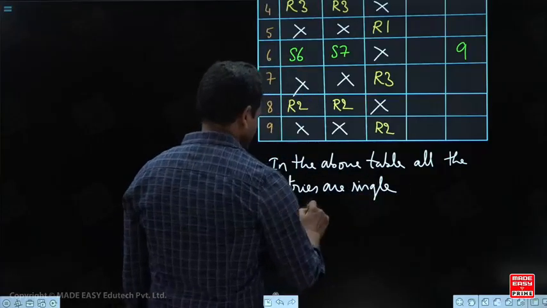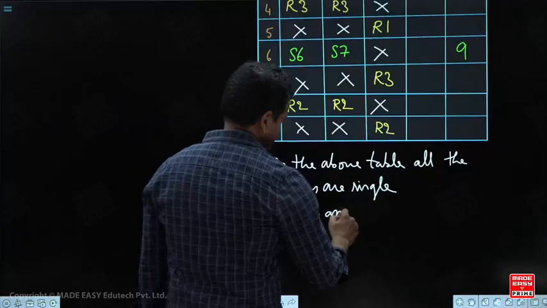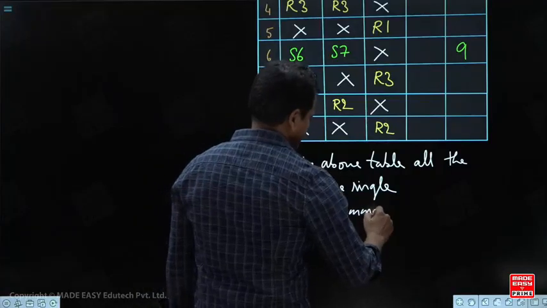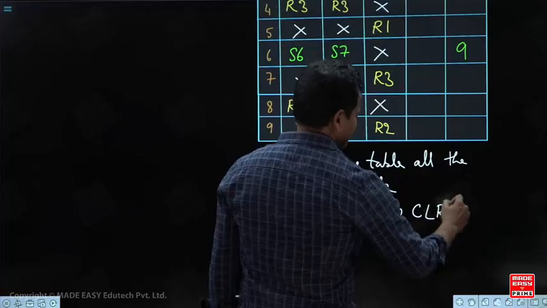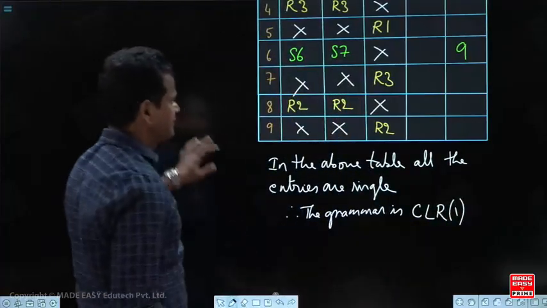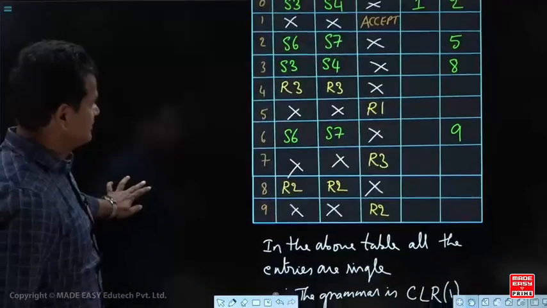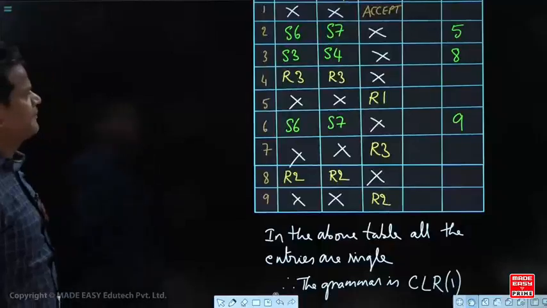Therefore, the grammar is LR of 1, LR of 1 or CLR of 1, both are same. So copy this, guys. Okay.